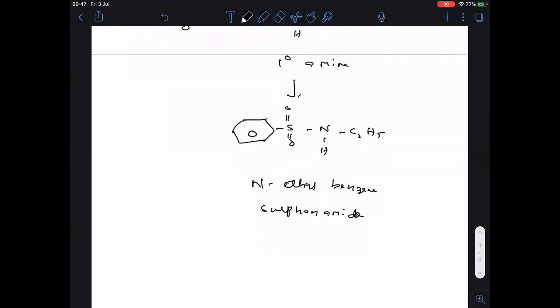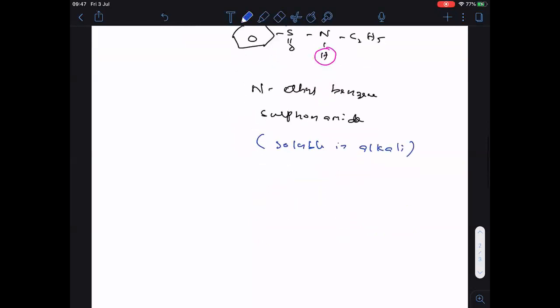Clear? And in this N-ethyl benzene sulfonamide, this hydrogen is there, na? See clearly. That is bonded to a more electronegative atom, so that is called what? Acidic hydrogen. So because of that acidic hydrogen, this is soluble in alkali. Clear?